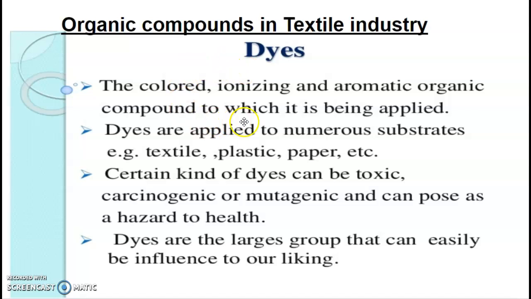Actually here we are using natural dyes which are extracted from plants, animals and some of the flowers, some of the parts of the plants like flowers, roots and some seeds, etc. Dyes are colored, ionizing and aromatic organic compounds which are applied to a substrate. They can be applied to numerous substances like textiles, plastics, papers, etc. Certain kinds of dyes can be toxic, carcinogenic or mutagenic.